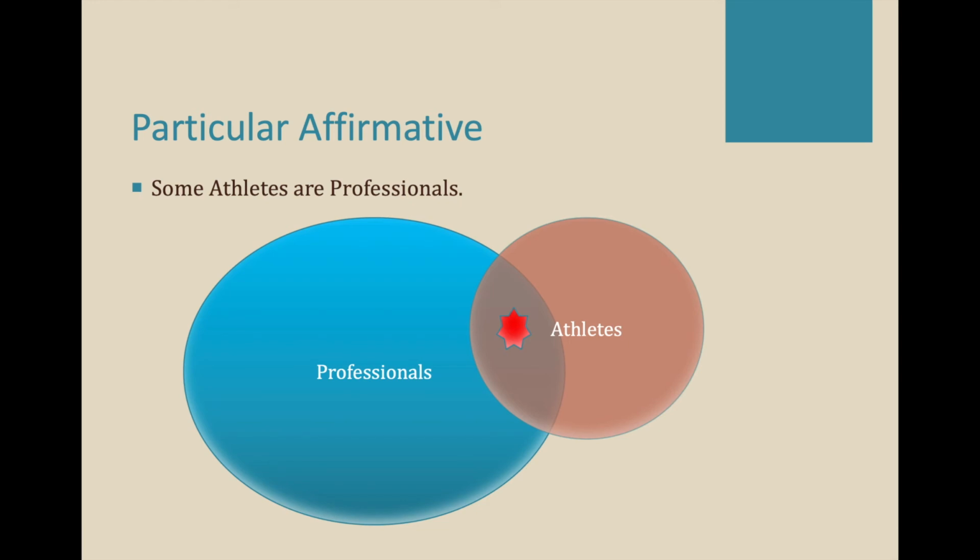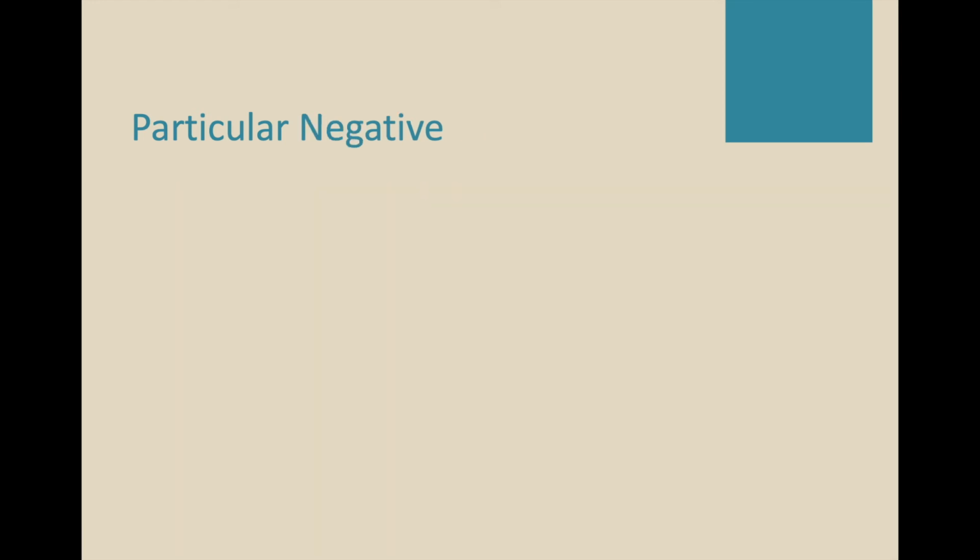And then we have particular negative statements. So here's an example. Some students are not homeowners, which is to say there are people in the class, or at least one person in the class or category of students, who are not also in the class or category of homeowners. We don't know exactly how many. We know there's at least one because it's particular.